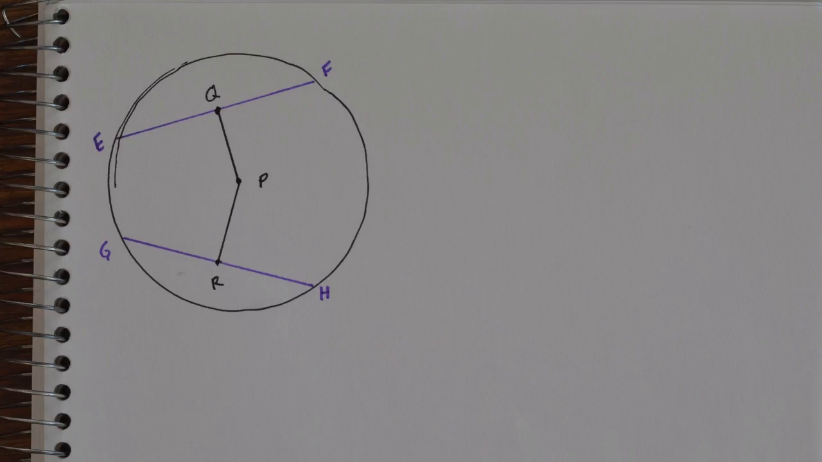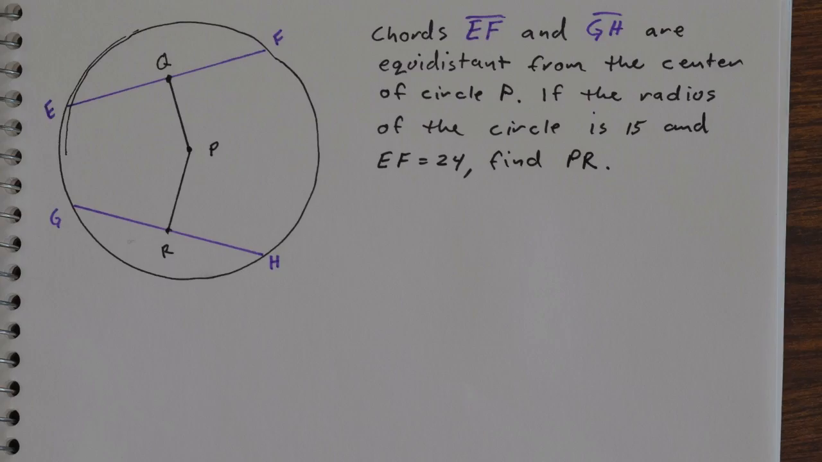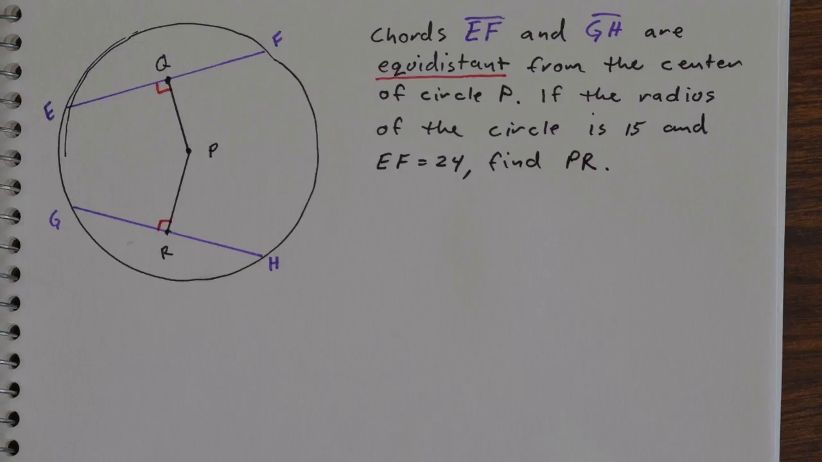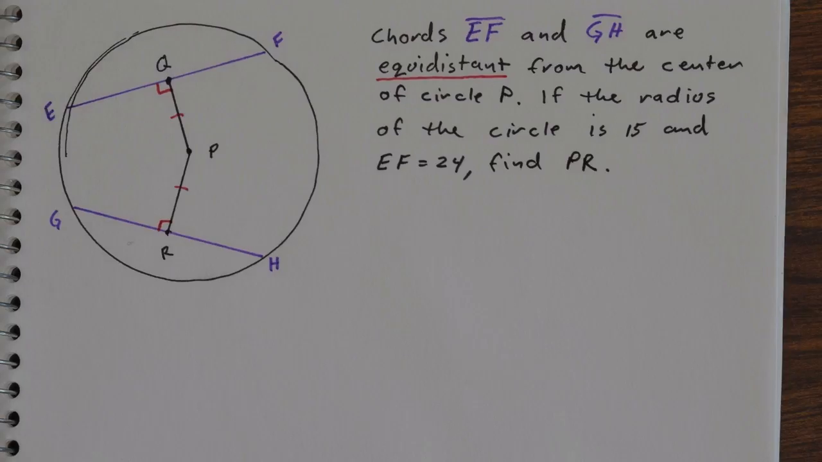Let's take a look at another example. Sorry for the sloppy circle. Take a look, we've got two chords and a circle P. So take a minute and sketch that out. And let's say we're given that chords EF and GH are equidistant from the center of circle P. And so that tells me that not only are those two right angles, but those distances are the same.